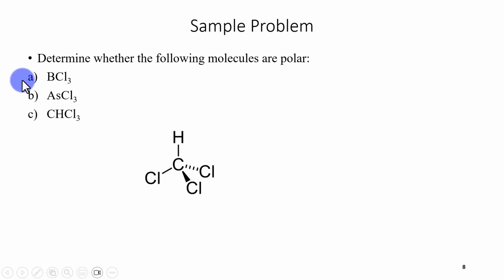Now I'm going to give you some time to try A and B. Remember to start with the Lewis dot structure. Make sure you've got the correct structure. Determine the shape of the molecule, and then determine whether you have a lone pair that will make it polar, or a different atom than the rest bonded to the central atom, which would also make it polar.